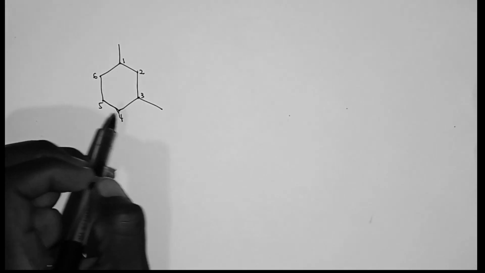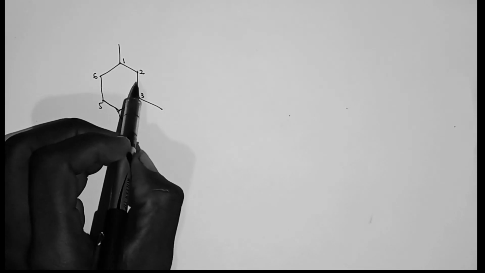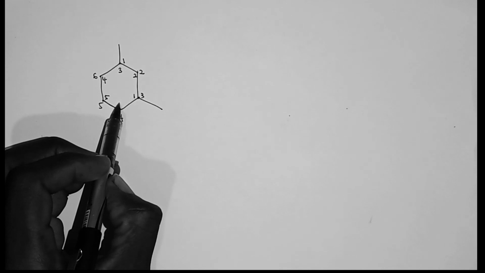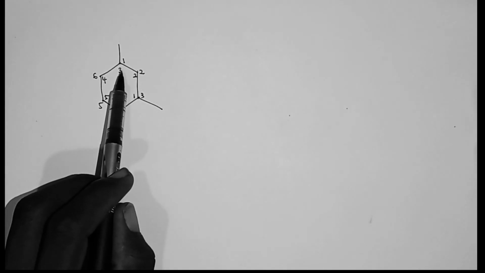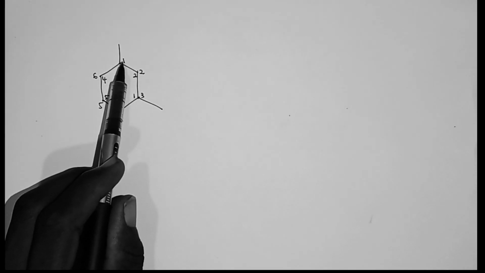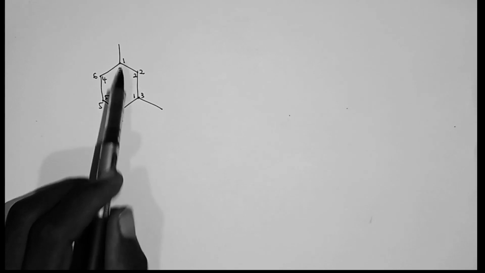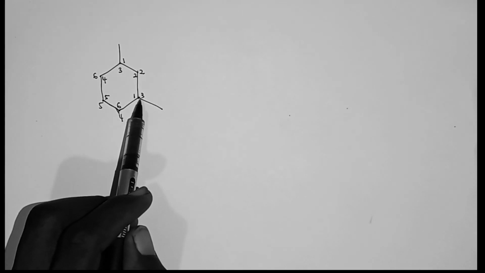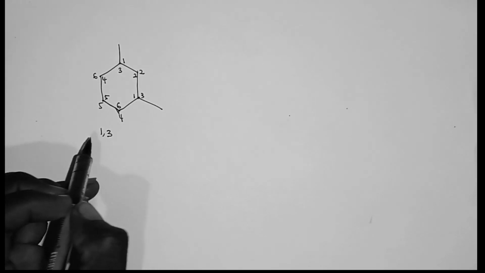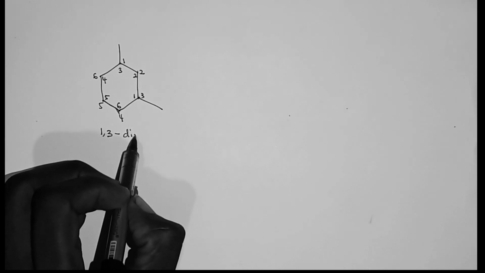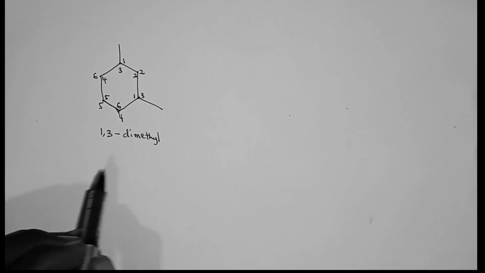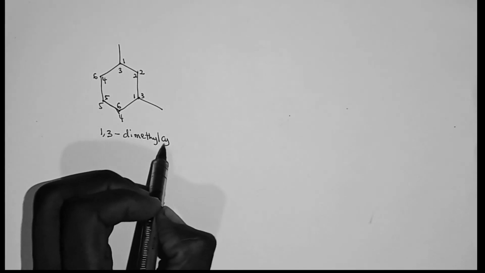And if we started from the reverse side, then here would have been 1, 2, 3, 4, 5, 6. So you see that the substituents are on carbon number 1 and carbon number 3 on both sides. Either you start from this methyl group, or you start from this methyl group. So the substituents are on carbon number 1 and carbon number 3. So we have 1,3-dimethyl. Then the parent name is a cyclic ring and it is 6, so cyclohexane.